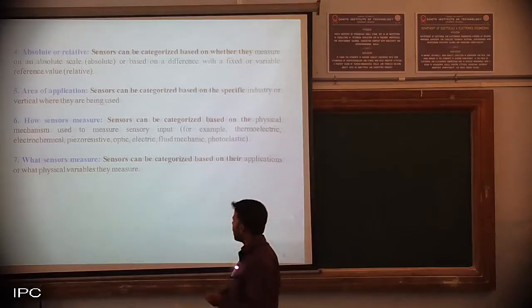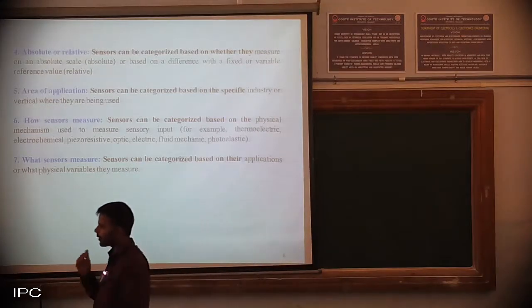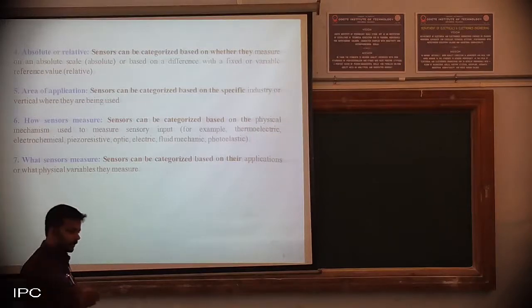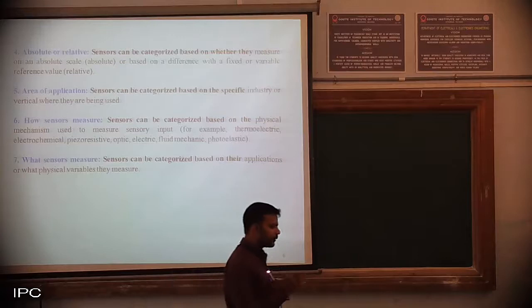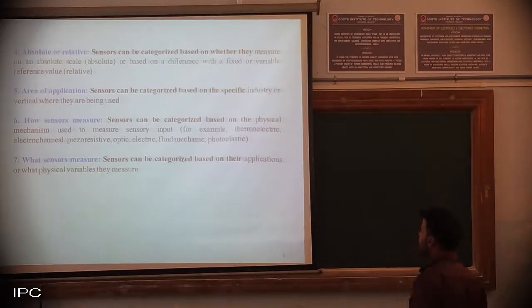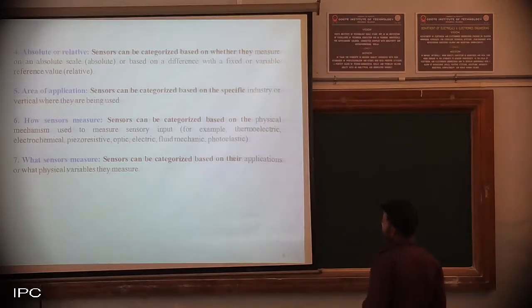And then electrochemical, which is electrical parameter conversion. The next principle is piezo-resistive; piezo means pressure, and resistance. Or the optic type, which is contactless. Then fluid mechanics, then photoelastic. All these are the different principles which can be used in sensors, and depending on these also we can classify the types of sensors.